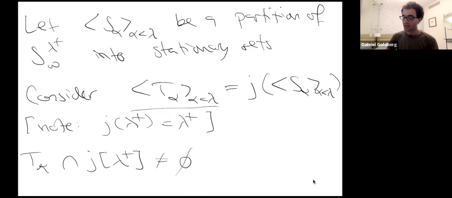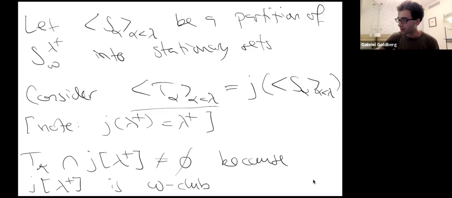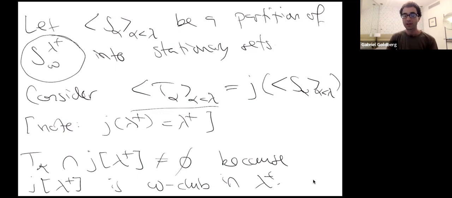The reason is that j image of lambda plus is omega club in lambda plus. So whenever you have a stationary subset of this set S lambda plus omega, it has to meet every omega club subset of lambda plus. And that's because of this fact I mentioned before, that the omega club filter is the same as the club filter restricted to ordinals of cofinality omega.